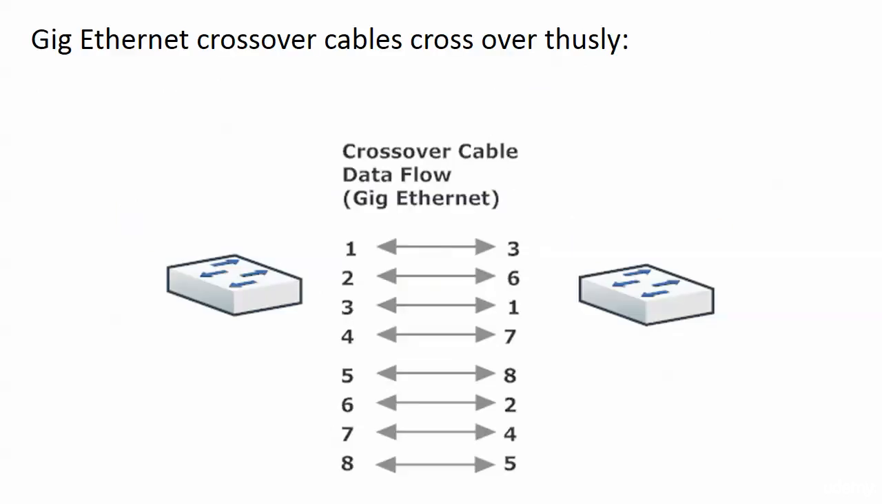Now, if you built a Gig Ethernet crossover cable, it would look like this. And you see the way the wires cross from one end to the other: 1 to 3, 2 to 6, 3 to 1, 4 to 7, 5 to 8, 6 to 2, 7 to 4, 8 to 5. If you wanted to memorize this, great. If you put them together and you know them, even better.